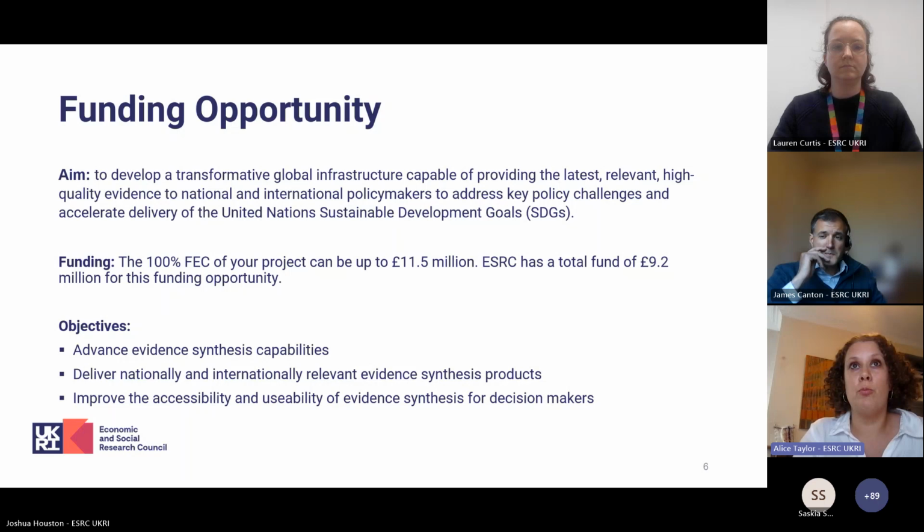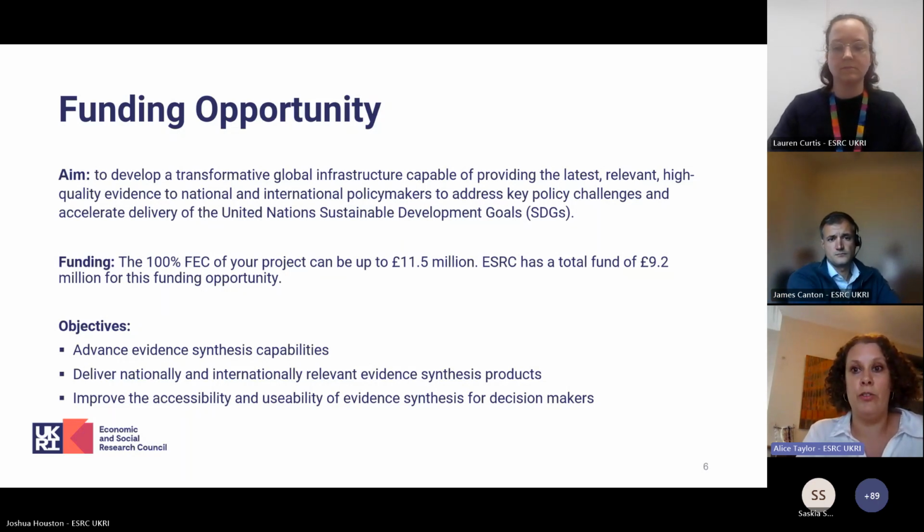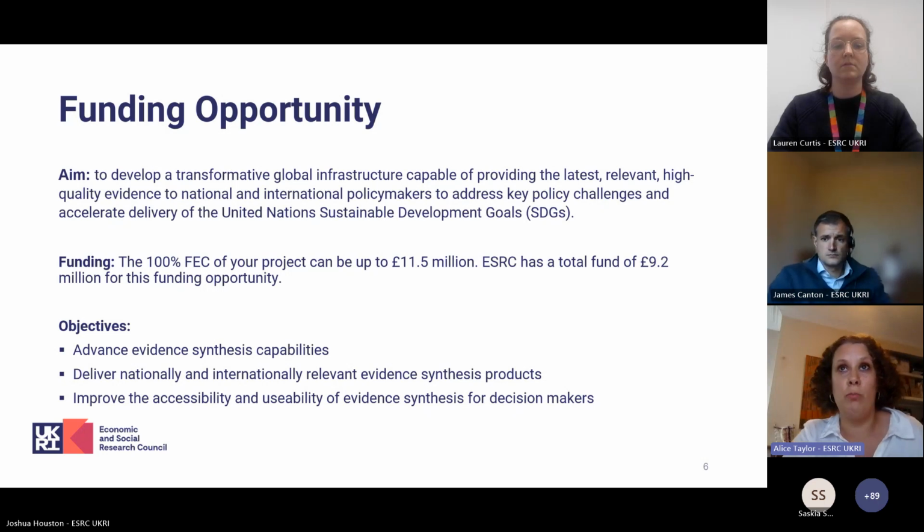The third set of objectives is around improving the accessibility and usability of evidence synthesis for decision makers. So the approach here is really crucial. We're looking for iterative, collaborative approaches that include co-design and user testing with policymakers. The tools or products that are developed here need also to be developed in such a way that they can ensure the effective transferability and contextualization of evidence internationally.